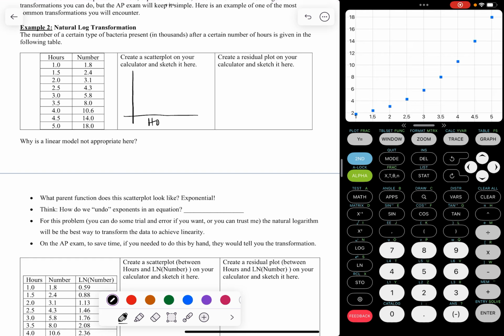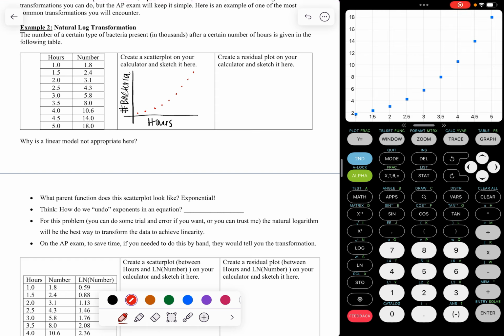This is going to be hours. And this is number of bacteria in thousands. So I'm just going to put number of bacteria. And it appears that for the most part, 3, 4, 5, 6, 7, 8, 9, I have a curved scatter plot, which again is not great because I can't do any of those things that I would normally do for linear data, where I talk about the y-intercept and the slope and how things increase and decrease. So we will eventually change this.